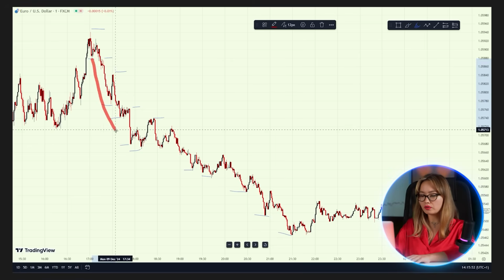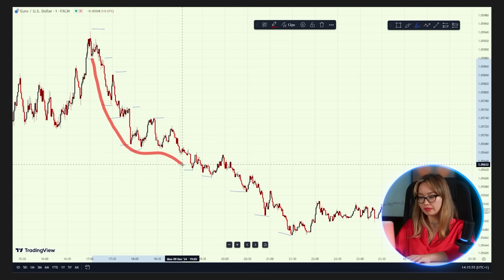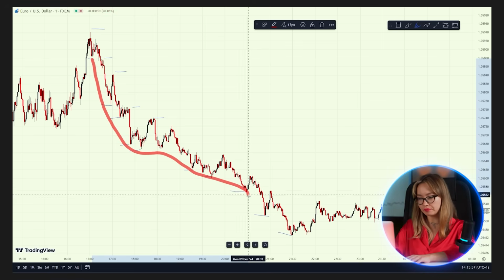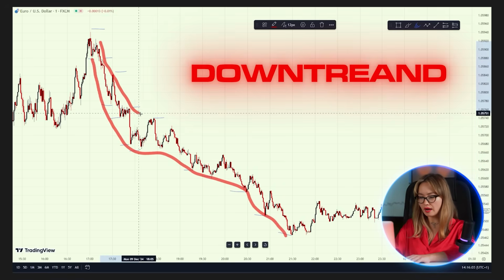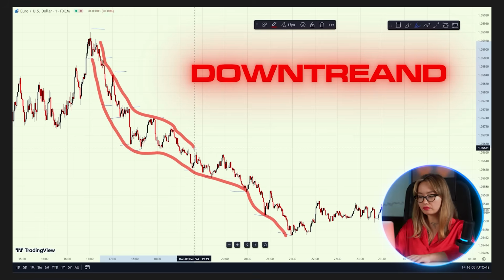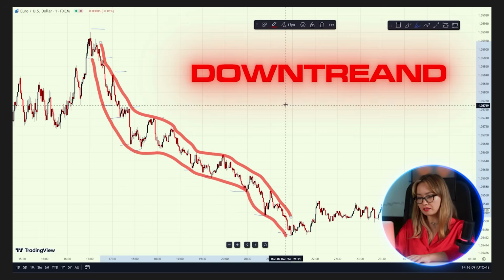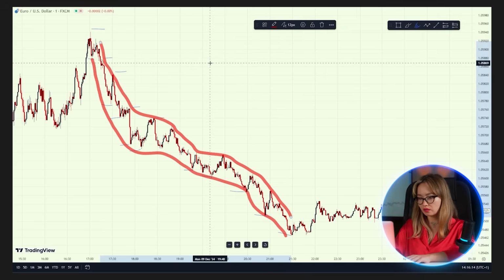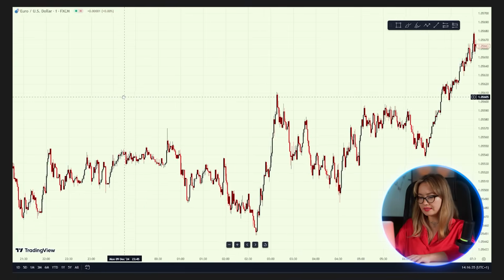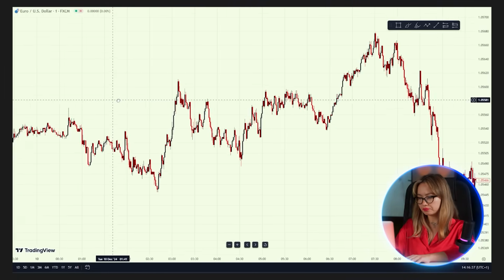Notice here how the lows consistently drop, getting lower each time. The same goes for the highs. They are falling, falling, and falling. That's a trend in its purest form. And this was a downtrend. And now let's see what an uptrend looks like.